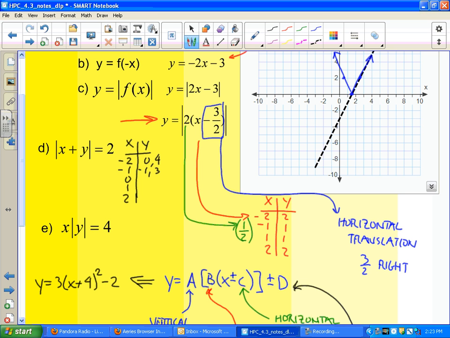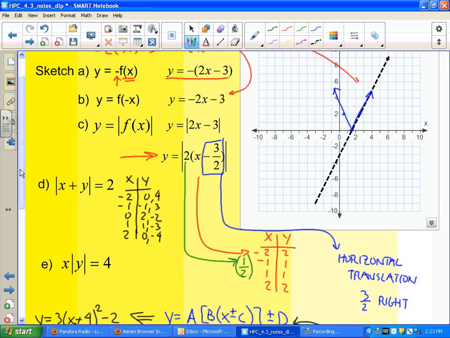0 for an x, 2 or a -2. 1 for an x, 1 or a -3, right? And then 2 for an x, 0 or a negative 4. So here I'm getting some weird thing going on. I got 2 y's for every x. So let's see what this thing looks like.